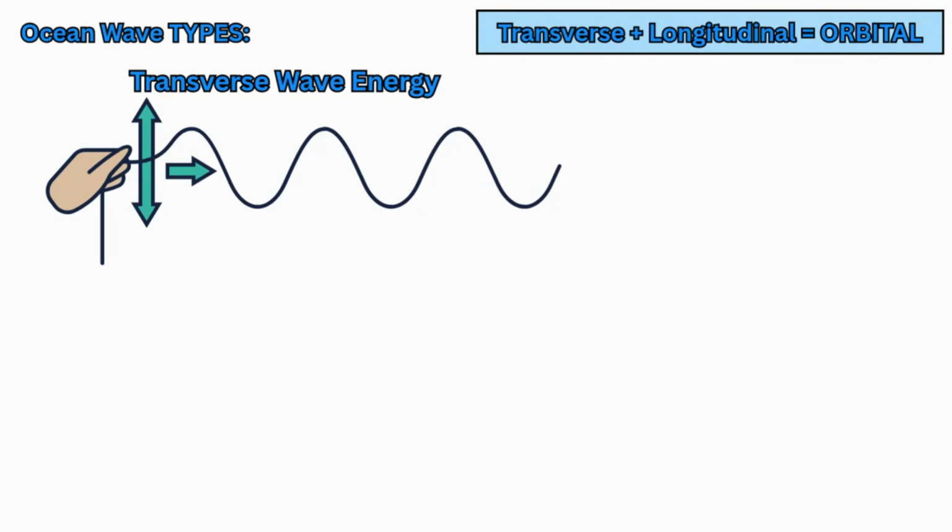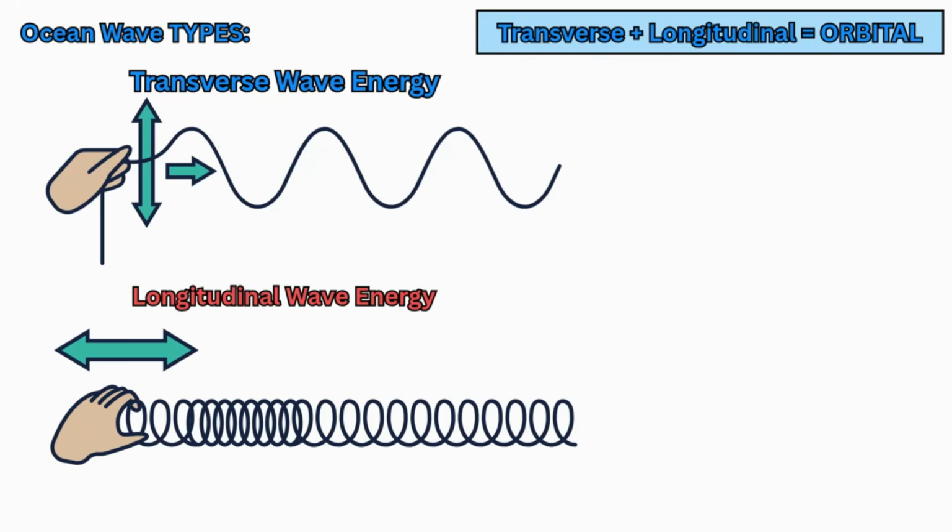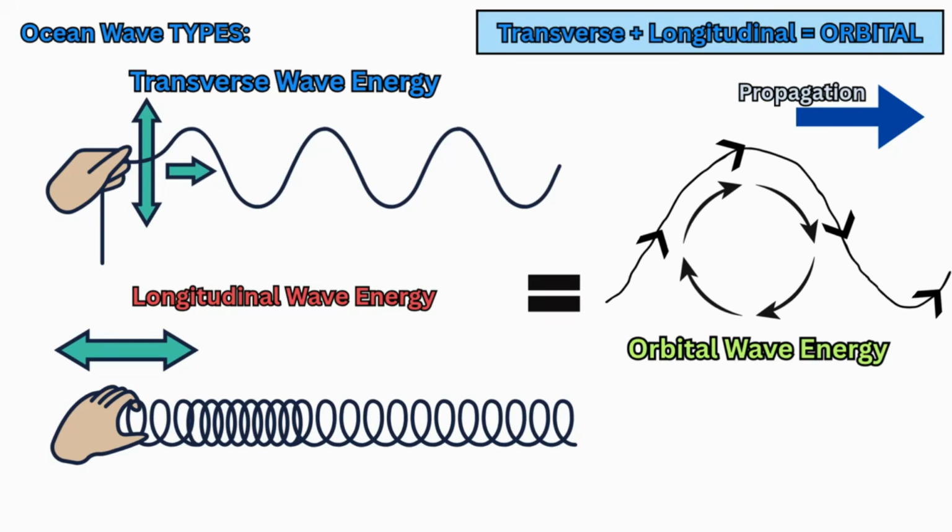So we discussed the basics of wave energy and how energy moves in terms of a transverse wave. Then we add in longitudinal energy or dynamics, which means that when you combine both of these behaviors of waves, they become orbital. And that is what the energy behaves like in the ocean: orbital or circular motions through the particles in the ocean.